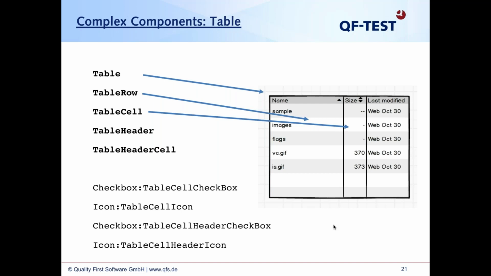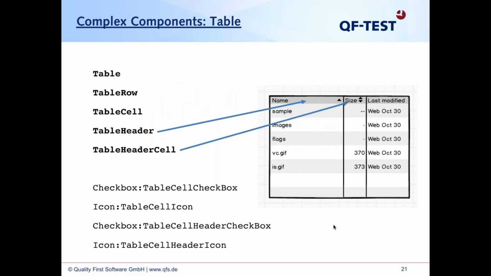And then because QF-Test is able to select elements from tables by means of the header name, you have to teach QF-Test what is the header of the table and what are the header cells. And then there again are checkboxes and icons, which maybe are available inside the components or inside the cells here. You can teach QF-Test how to interact with them or how to identify them for interaction.